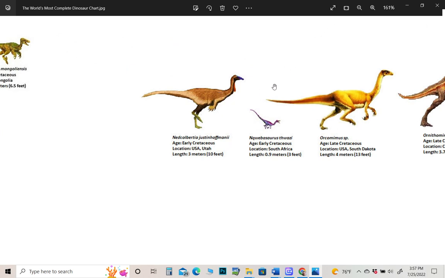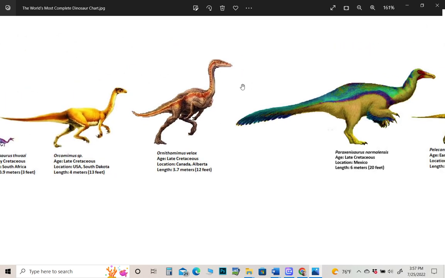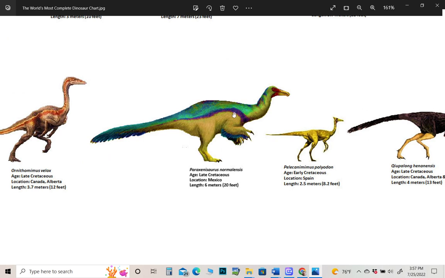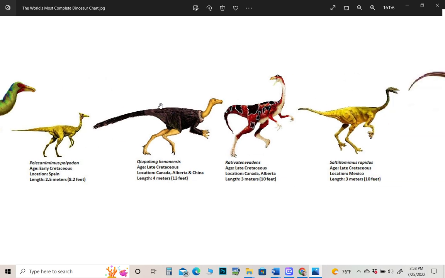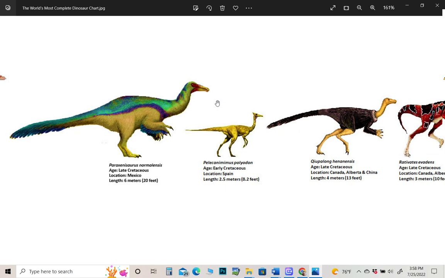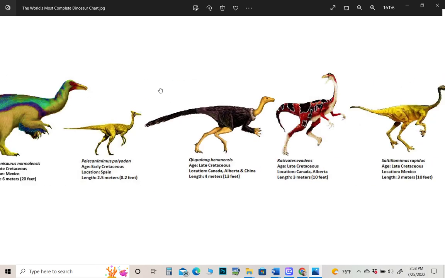That Colbert, and then, of course, the size, I bracketed that one, so I didn't have anything else to go on. That Colberia, Nequebasaurus, Orchomimus, Ornithomimus, Parazanisaurus, which is the last of the three Dinocurids on the chart. Pelecanomimus, Quapalong is the only, actually, this is the only one that's been discovered in North America, too, of the three Dinocurids.